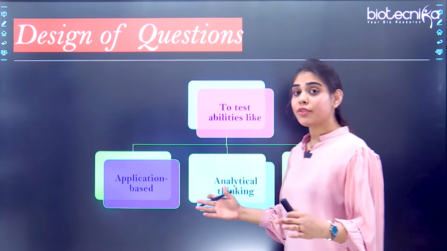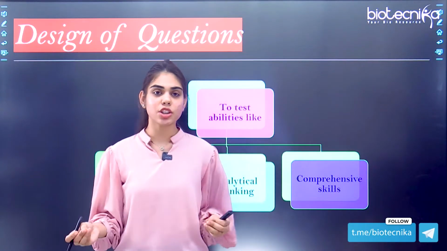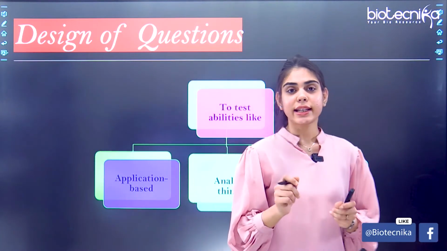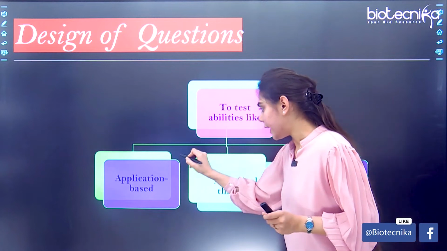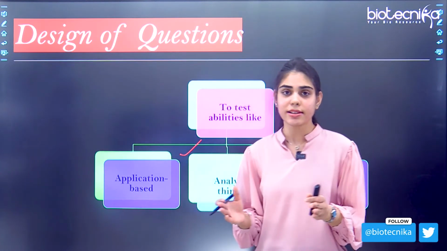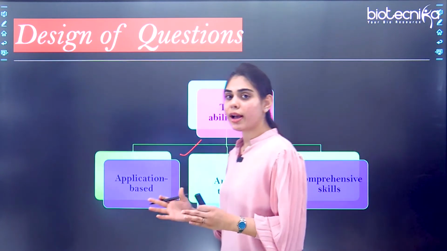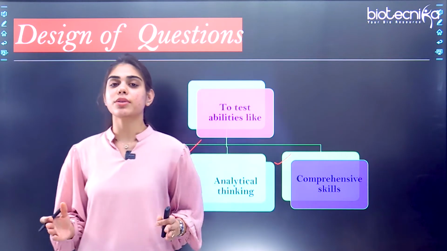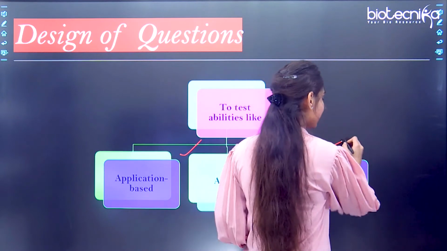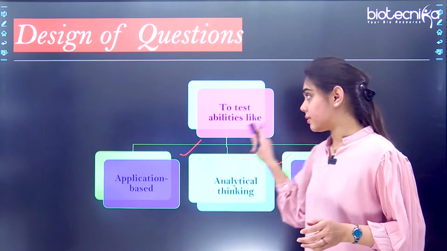So now let us see what the design of the questions is. The questions are made in such a way as to test the logical reasoning of the candidate. You will find application based questions in the GATE syllabus. You can also find analytical questions that test your analytical ability, and you will also find comprehension based questions which test the comprehension skills of a candidate. So you will find 3 types of question designs under the GATE Life Sciences exam.